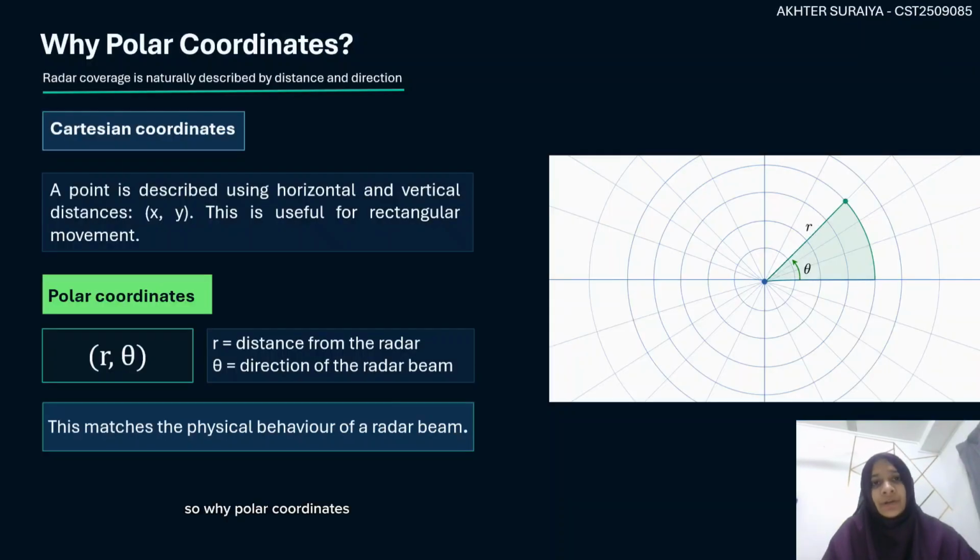So, why polar coordinates? Cartesian coordinates describe a point using x and y, good for rectangular movements, but a radar beam travels a certain distance r in a certain direction theta. Polar coordinates r, theta describe this far more naturally, matching the actual physical behavior of a radar beam.